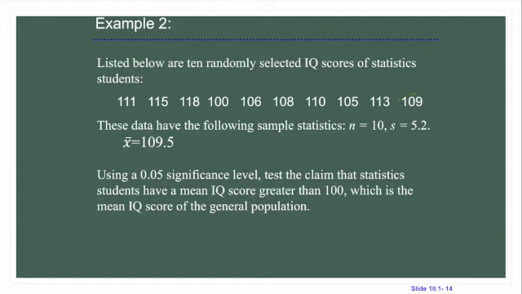Using a 0.05 significance level, because that's the only one we can use for t-tests, test the claim that statistics students have a mean IQ score greater than 100, which is the mean IQ score of the general population.